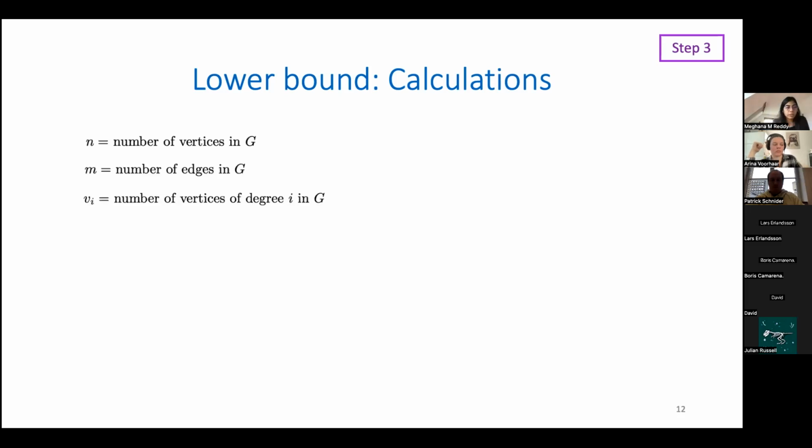So let n be the number of vertices, let m be the number of edges, and we denote by v_i the number of vertices of degree i in this graph. The first two equations are quite simple. The total number of vertices is the sum of vertices of different degrees. And the second equation is the handshaking lemma, which says twice the number of edges is the sum of the degrees in the graph.